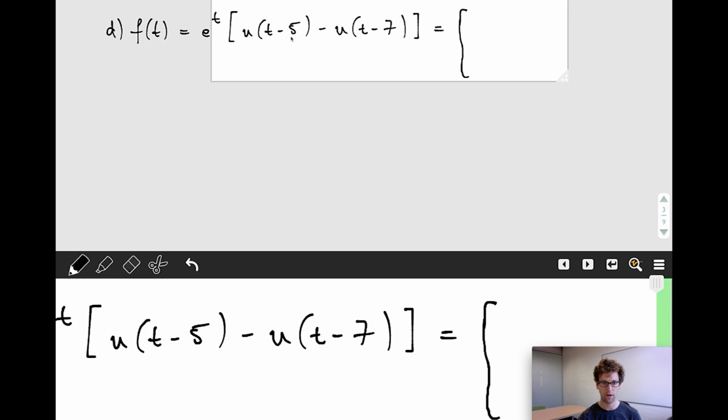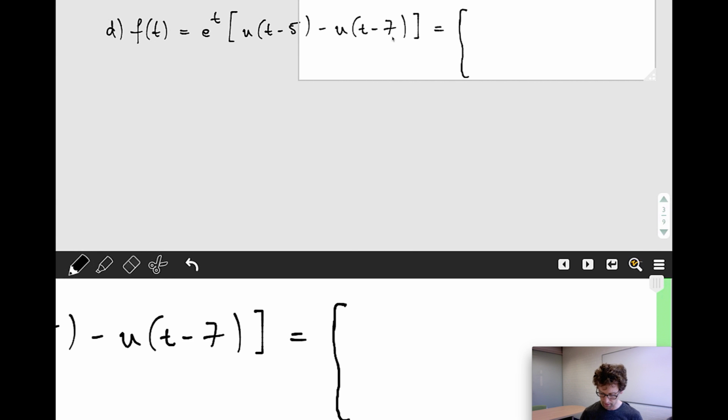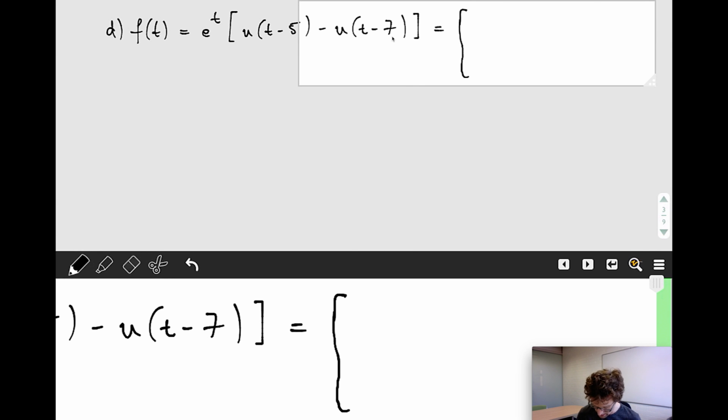So I've got a switch at 5, I've got a switch at 7. So that's going to give me 3 different ranges of values of t. I've got t is less than 5, I've got 5 is less than or equal to t is less than 7, and I've got t is greater than or equal to 7.